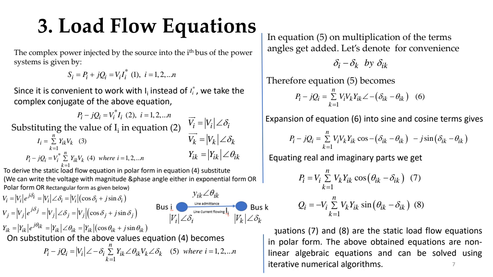Basically, the complex power injected by the source into bus i of the power system can be denoted as equation number 1, which is Si equal to Pi plus jQi, and which we can also write as Vi times the complex conjugate of Ii, representing the complex power Si, where i is equal to 1 to n.